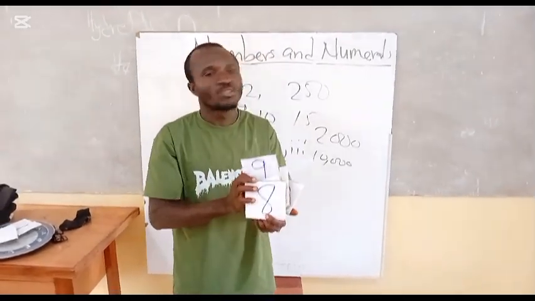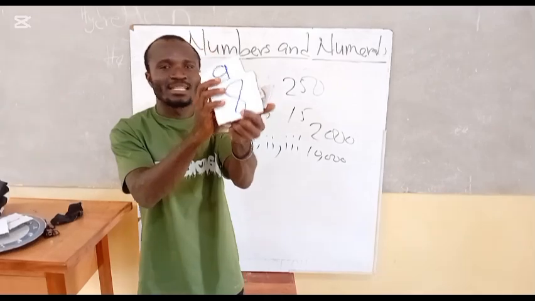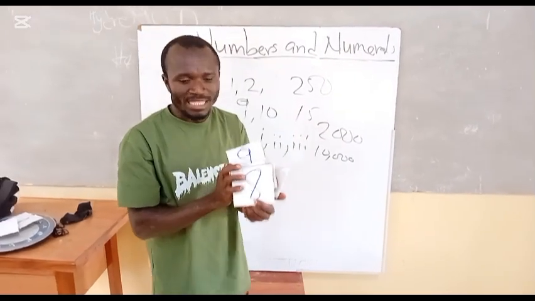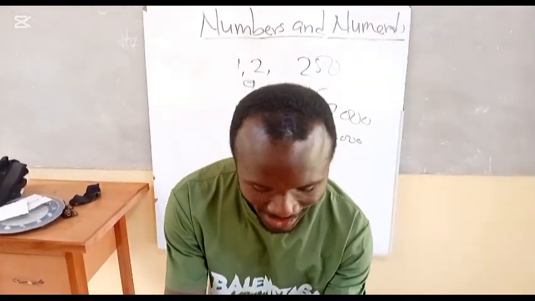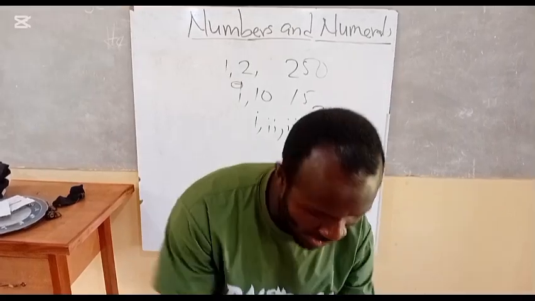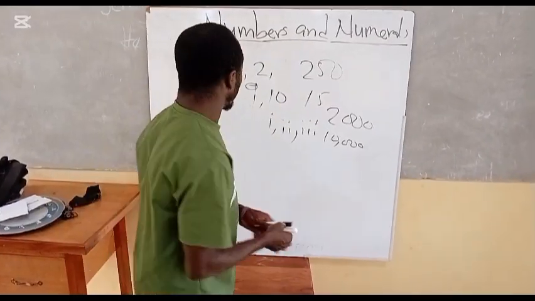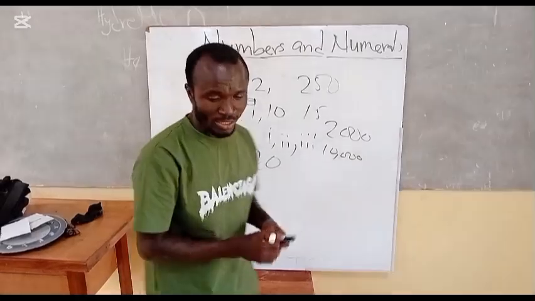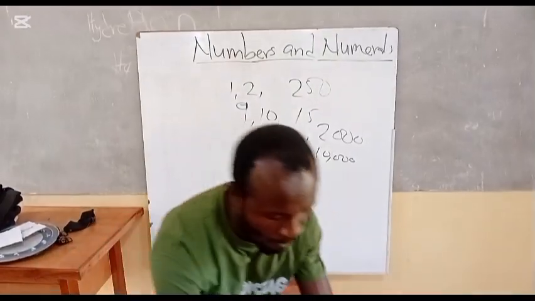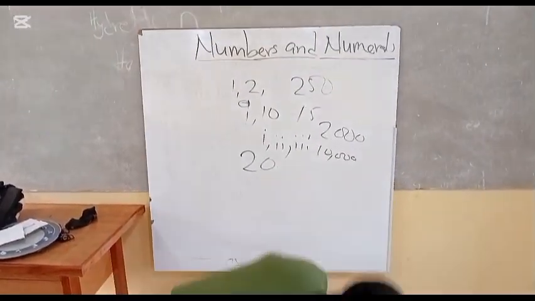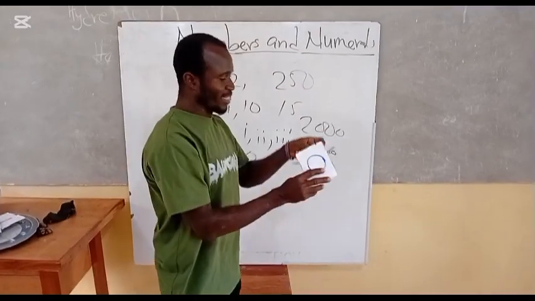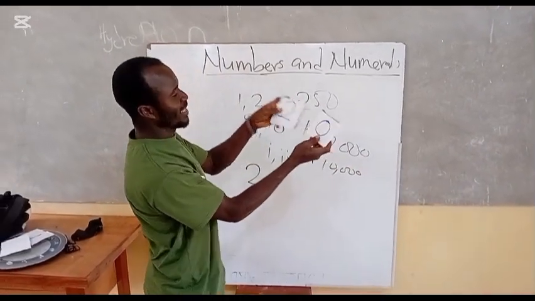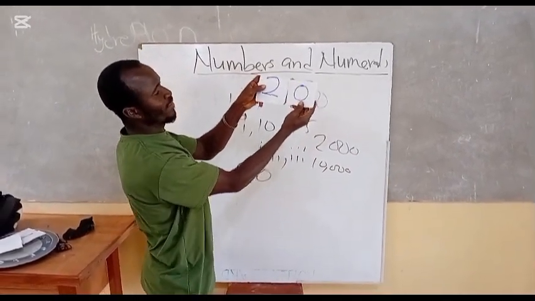There's no number anywhere. They are all built from what? 0 to 9. So for example, I'm going to write 20. So 20, which is 2 and 0, you can get it from 0 to 9. So this is it. Have you seen? When you put the 2 and the 0 together, we have our 20.